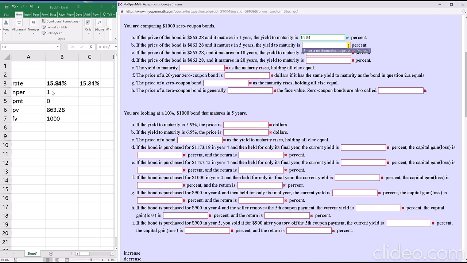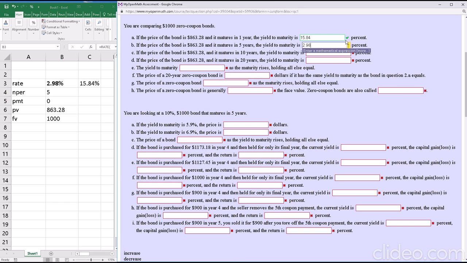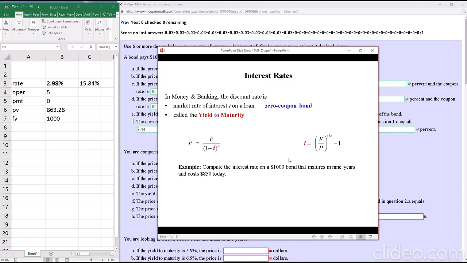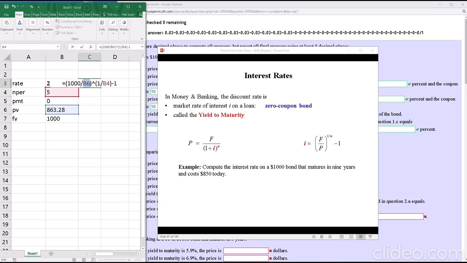Here, we're going to just change the maturity to 5. We're going to change the number of years to 5, and we get down to 2.98%. Okay, we can do our equation again. Remember, we can do our zero coupon bond equation here, but we have to raise F over P, the face value over the price, to the 1 over N power, in this case 5. So F divided by P raised to the 1 divided by n power, and we got to subtract off 1. We get the same thing, 2.98%.